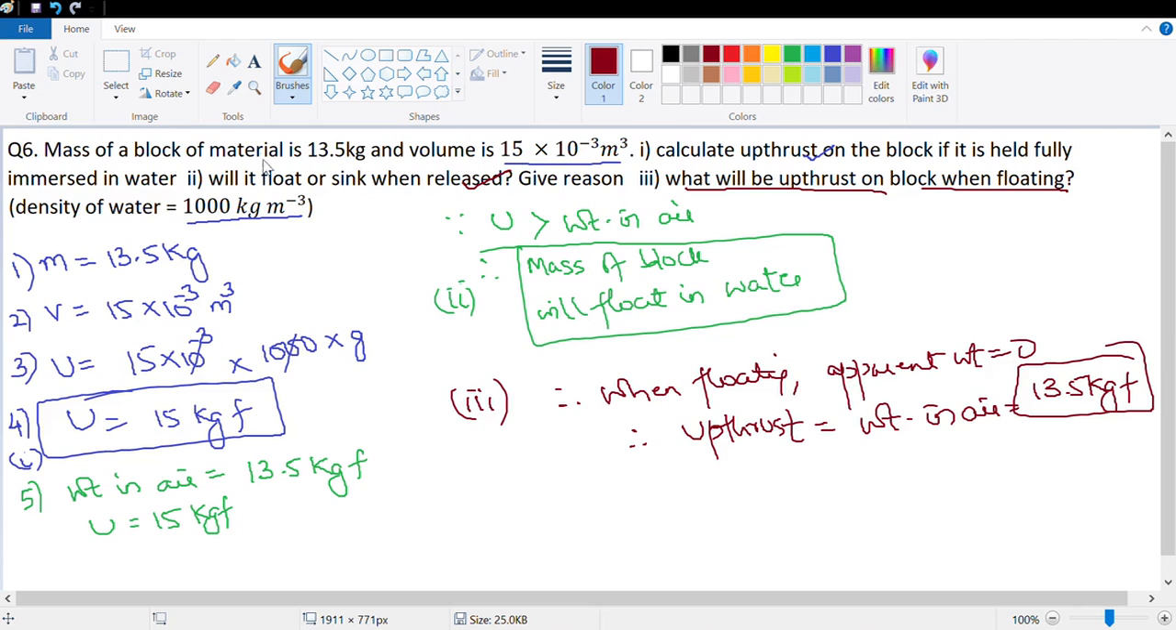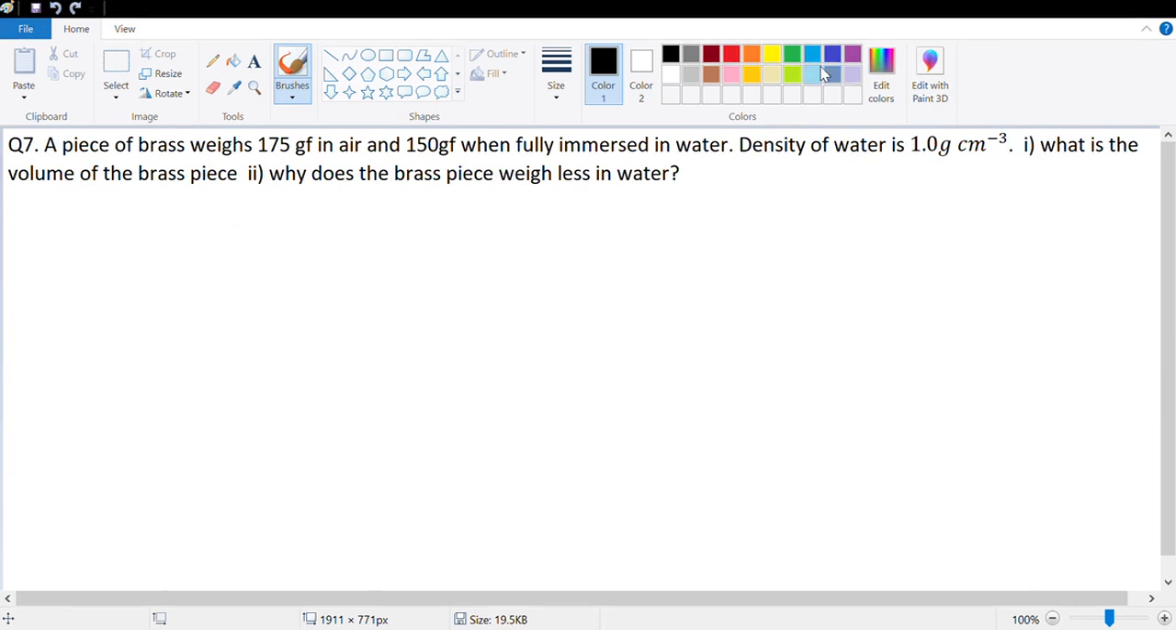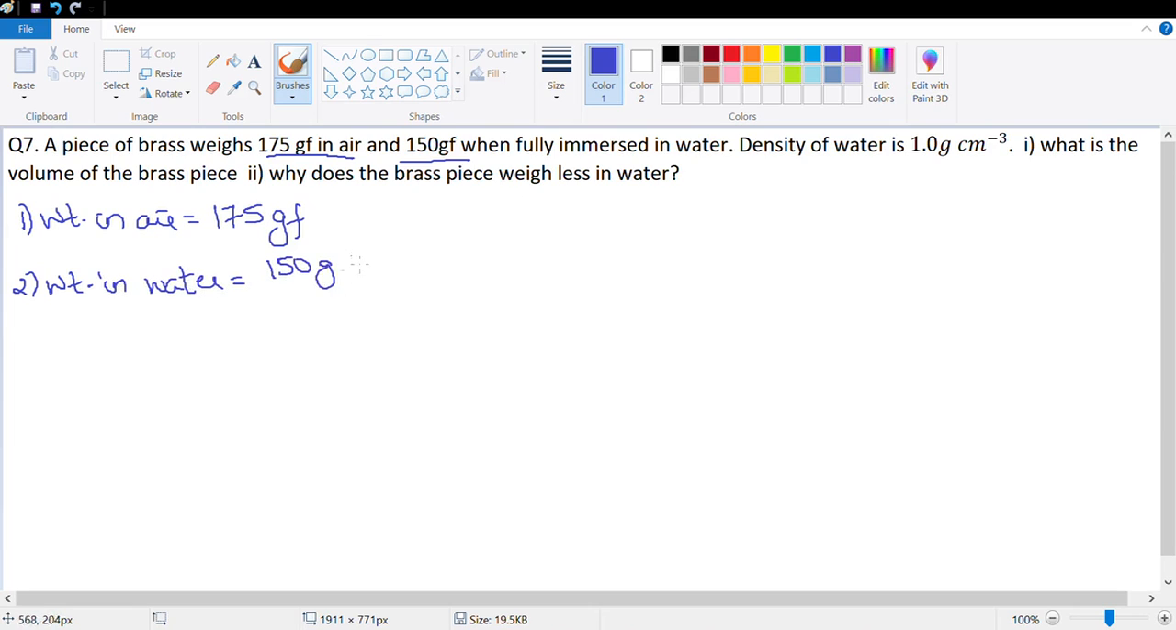Let's look at the next question. The next question that we do is question number 7. A piece of brass weighs 175 gram force in air. So weight in air is equal to 175 gram force, and 150 gram force when fully immersed in water. So weight in water is equal to 150 gram force. Density of water is given equal to 1 gram per centimeter cube.